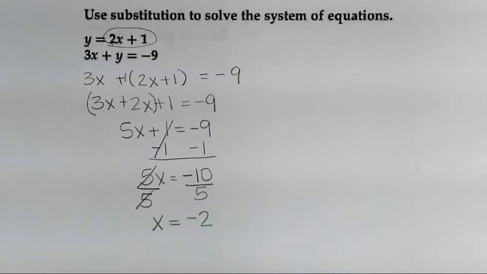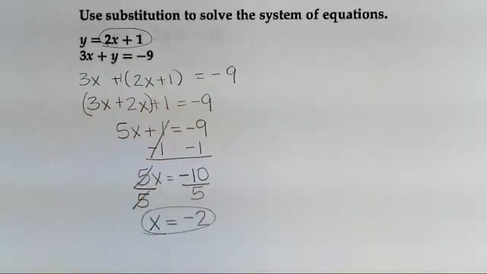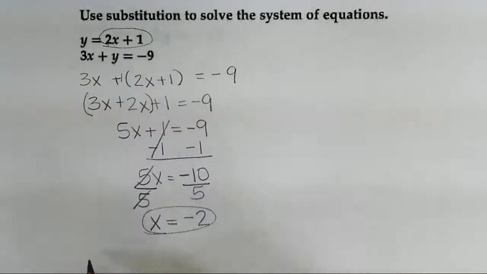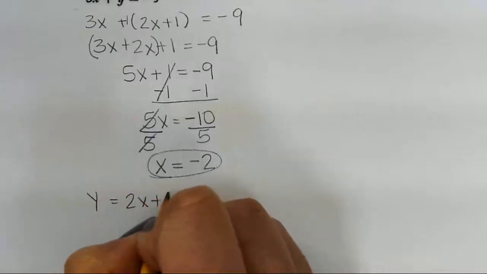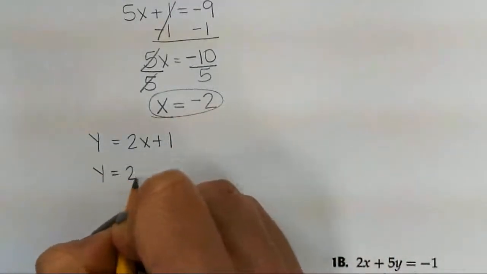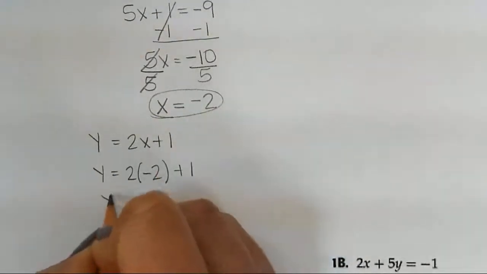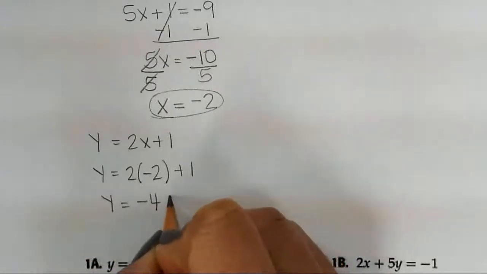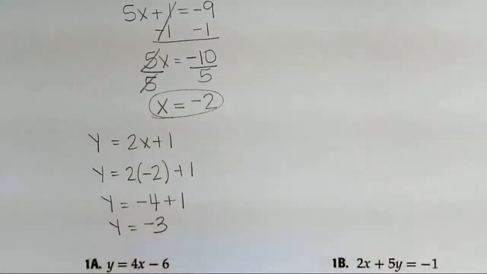To go from this step to finishing it off, you want to substitute your negative 2 back into that original equation. So I have y equals 2x plus 1, and we know that x is negative 2, so y is equal to 2 times negative 2 plus 1. So we have y equals negative 4 plus 1, which gives us negative 3.